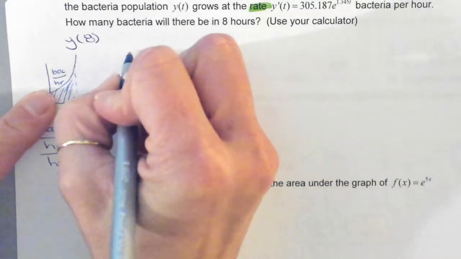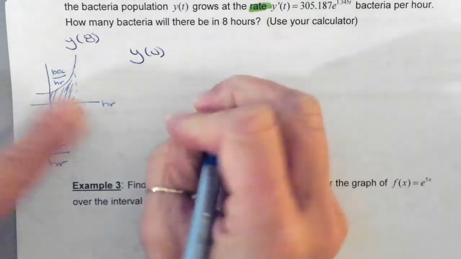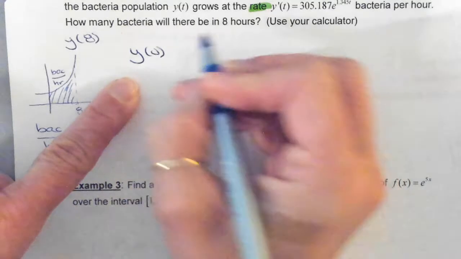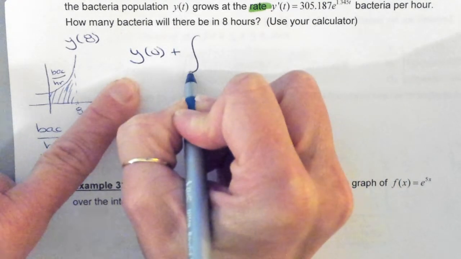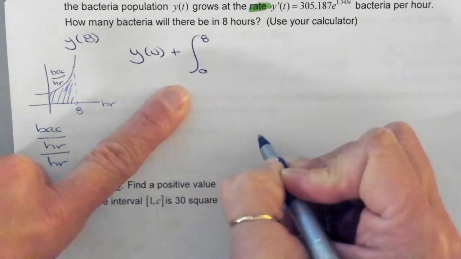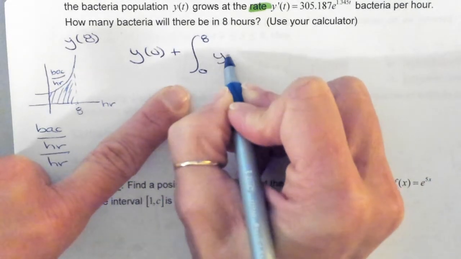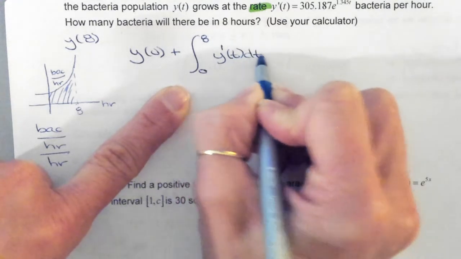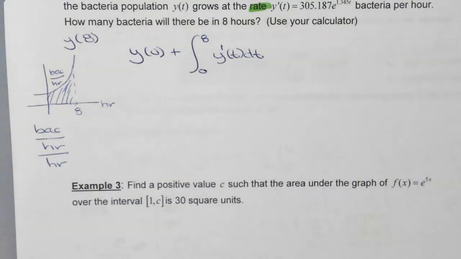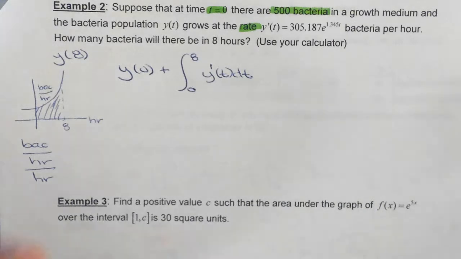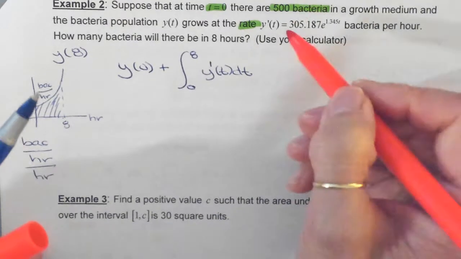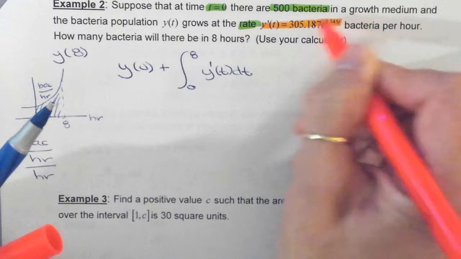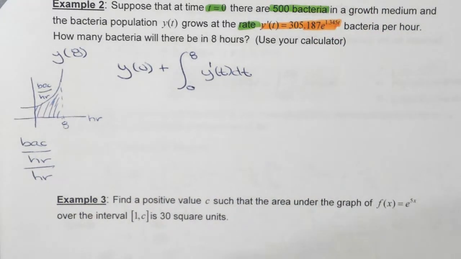Okay, so here we have our initial value, y of 0, which we already know is 500, right? Plus the integral from time 0 to 8 hours later, and I'm just going to write this as y prime of t dt. Okay, and the reason why is they actually defined this. So I don't need to rewrite that whole crazy thing. Because actually, I'm putting this into my calculator. So the less you have to write, the better, because what if I make a mistake?